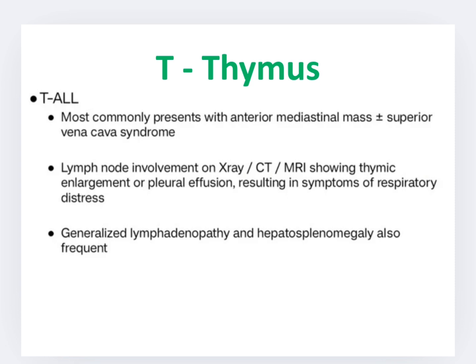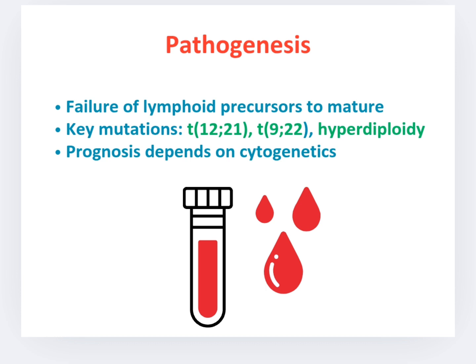Now, T-ALL, we can remember by T for thymus. It mostly presents as a thymic enlargement or pleural effusion, and most commonly presents with an anterior mediastinal mass with superior vena cava syndrome.